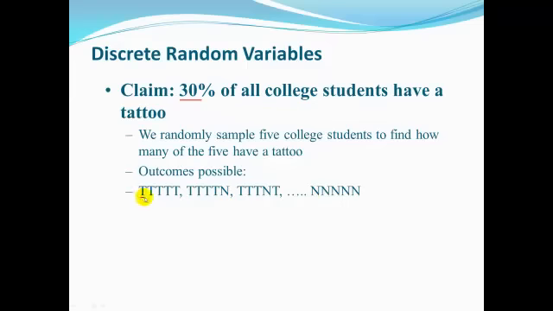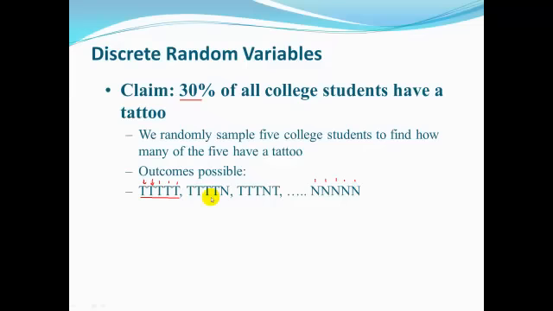So this first outcome here, where I have 5 T's across the board, let's say I randomly sampled 5 students and they all said they had a tattoo. The first one said they had a tattoo. That's what this first T represents. And the second, and the third, and the fourth, and the fifth. They all said they had a tattoo. Look at this one over here. None of the 5 students said they had a tattoo.